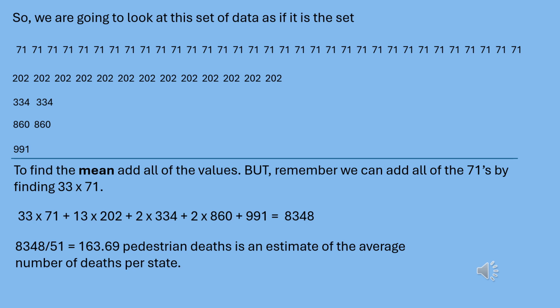Divide by 51, that's how many there are, and we get a mean amount of pedestrian deaths of 163.69. Again, you could round to 164 if you really wanted to make it a whole number. It's not really going to matter. I'm going to leave it as 163.69 though.